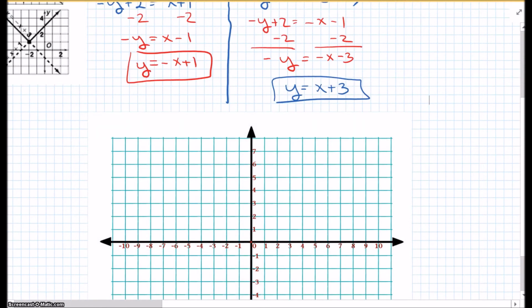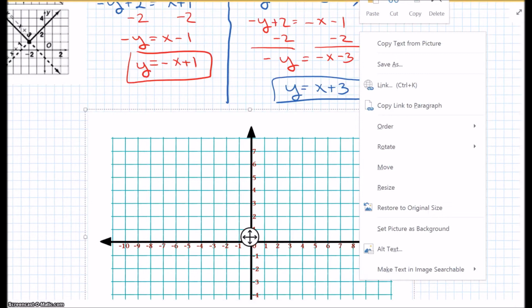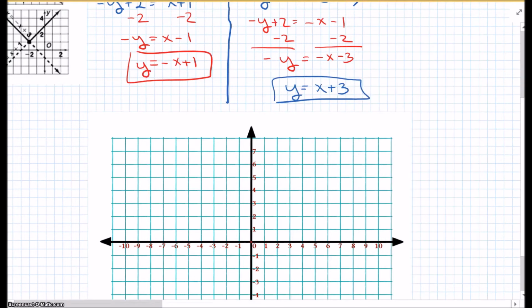Okay, I'm going to plot my points in red. So the y-intercept in the red one is 1, and the slope is negative 1. So that means down 1, to the right 1, down 1, to the right 1, down 1, to the right 1. Okay. Now let's plot the other one. y equals x plus 3. Well, the y-intercept's positive 3, 1, 2, 3, and the slope is 1 over 1, so it's going to be looking like this. I hope you can see that well enough.